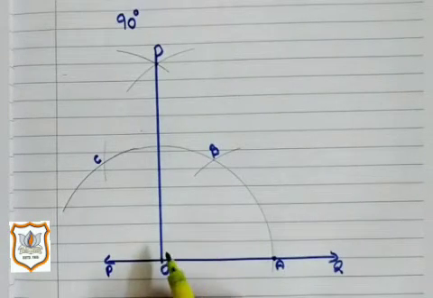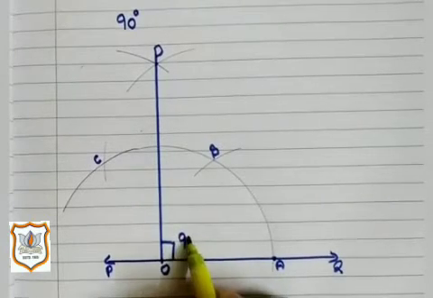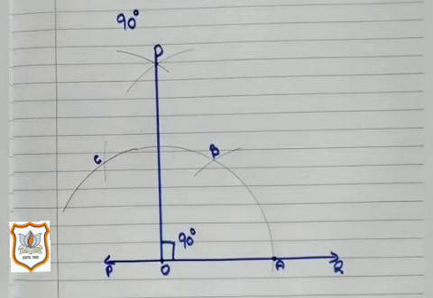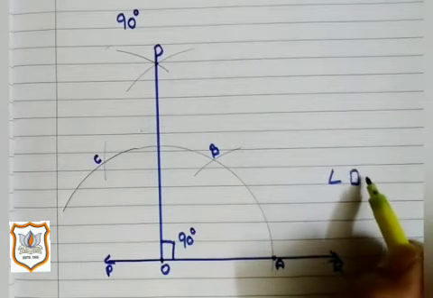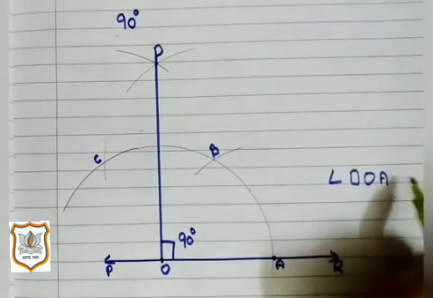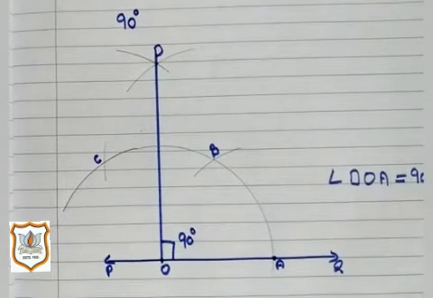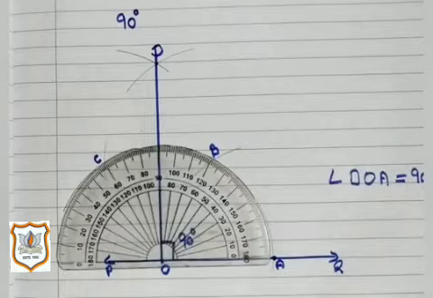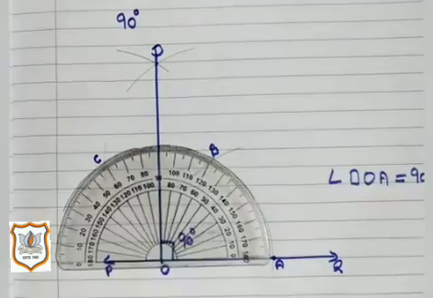So students, DOA becomes 90 degree. So we write here 90 degree, and we write angle DOA is equal to 90 degree. Clear students? This is a 90 degree angle. Students, you can verify by using a protractor. So you can see here, this is a 90 degree angle.